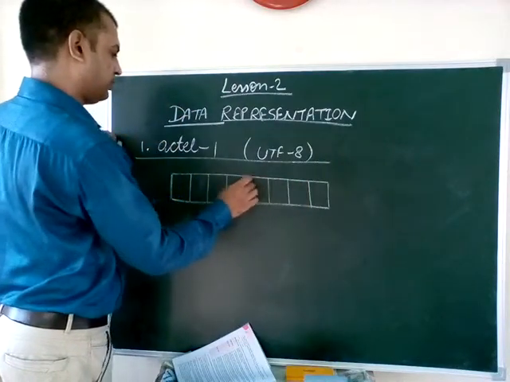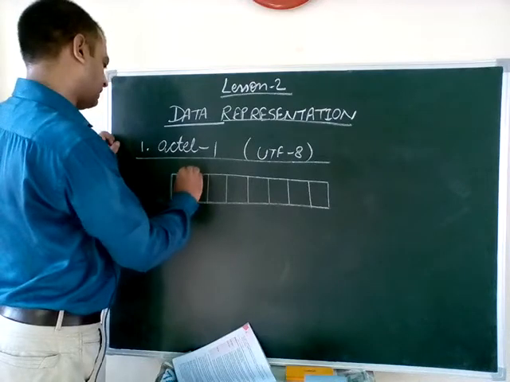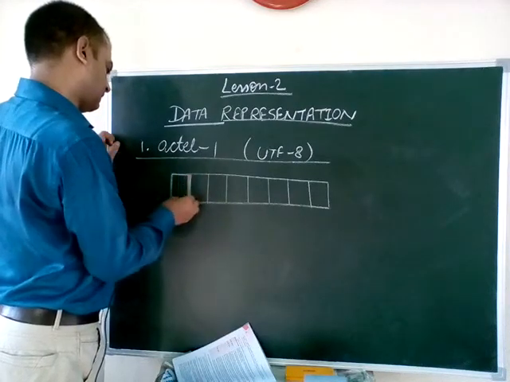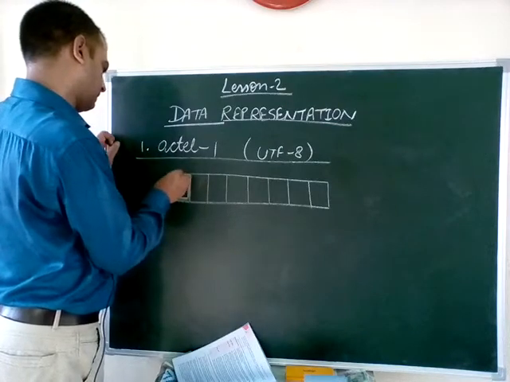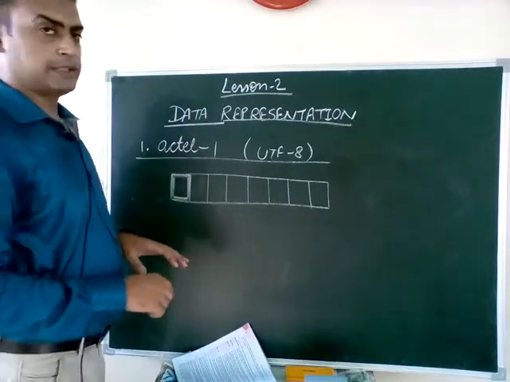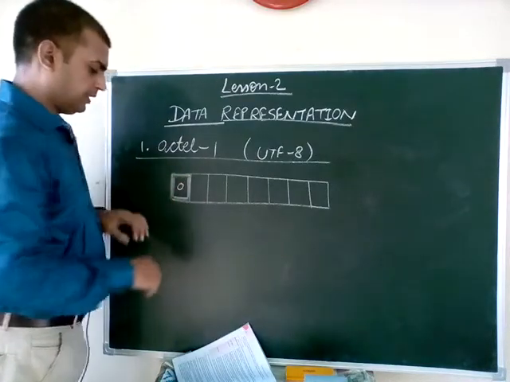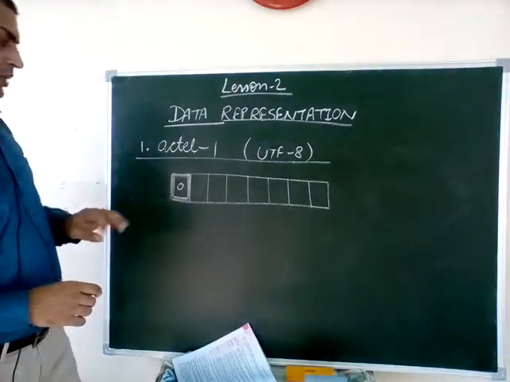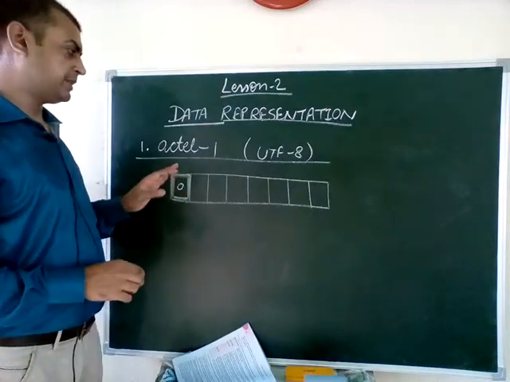1 2 3 4 5 6 7 8. This first one is the control bit, and we will represent it with 0. So this is the control bit. This is fixed for this type of representation.